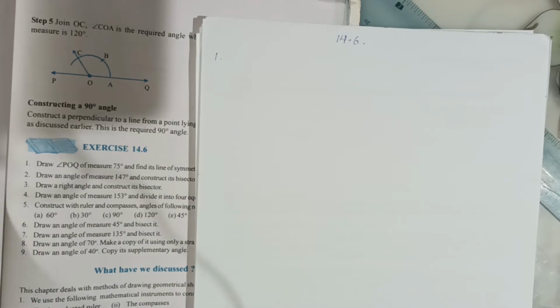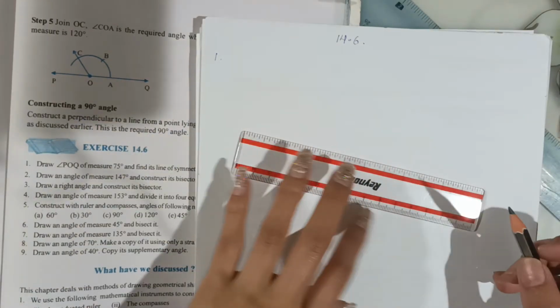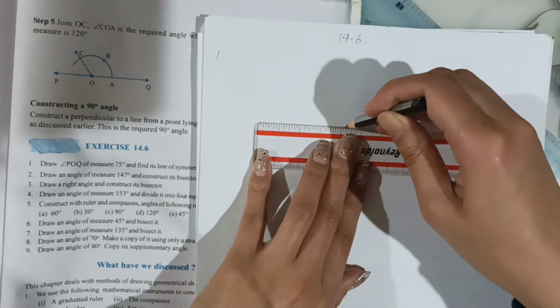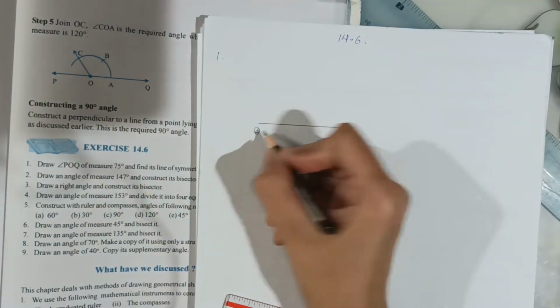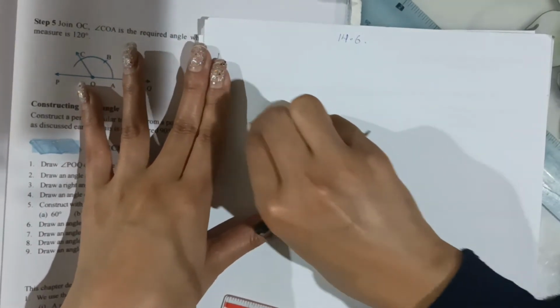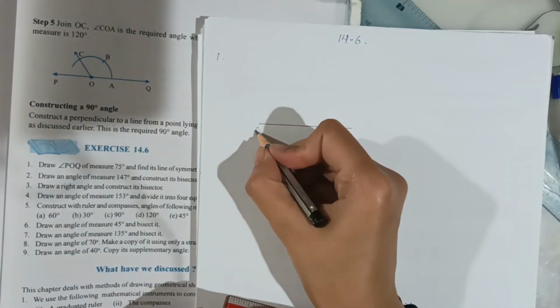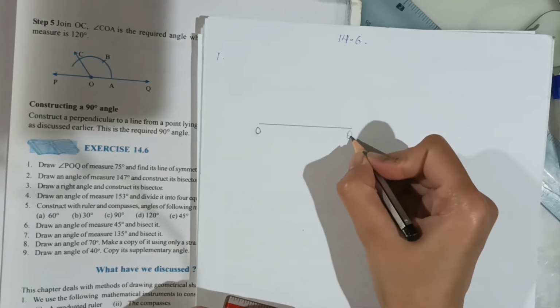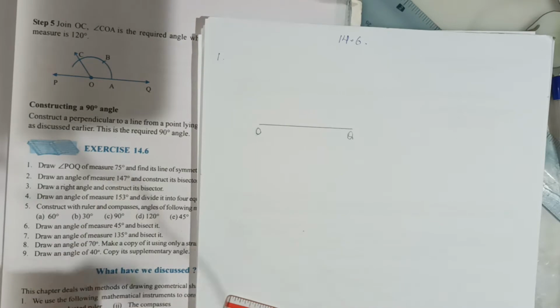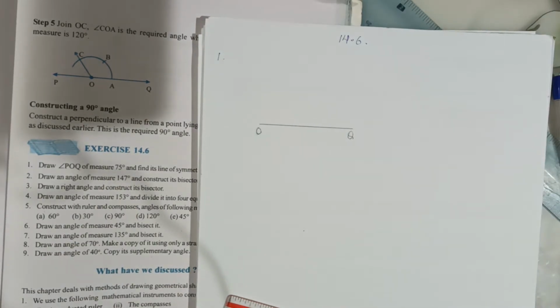Now first we will draw a line PQ. Suppose this is O, this is Q, there will be P somewhere up here. 75, how will we draw 75 degrees? 75 degrees is the midpoint of 60 and 90.